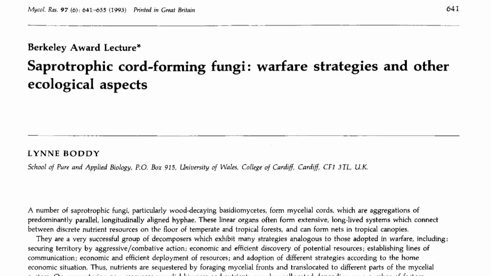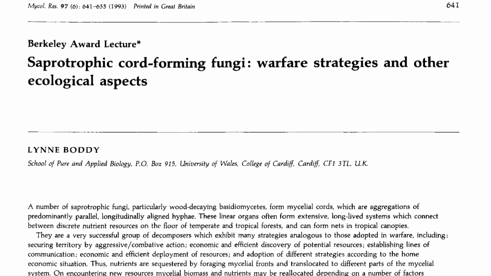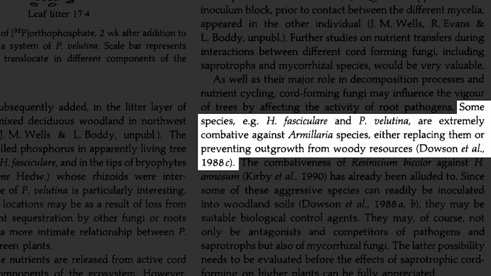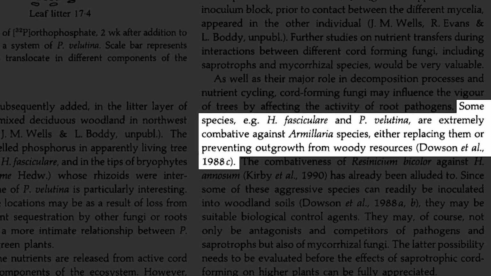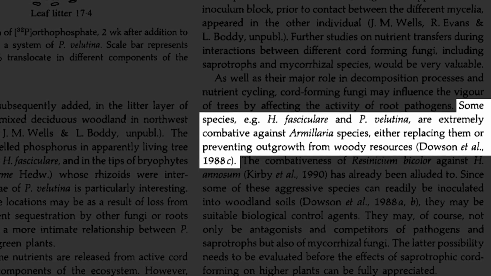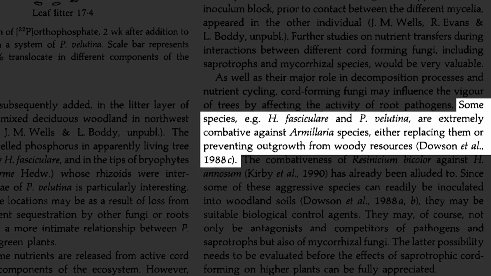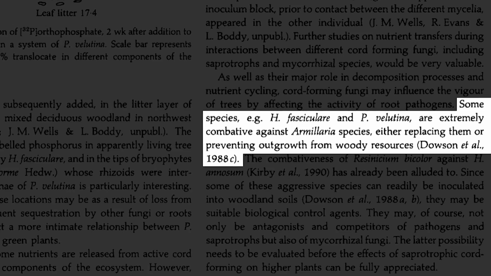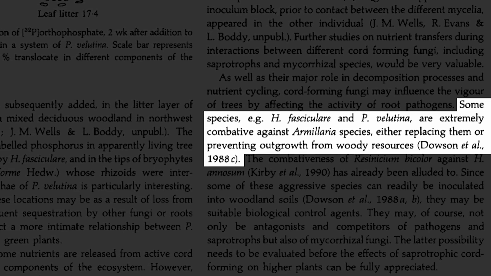This study was referenced again in a subsequent paper published in 1993, in which the author stated that some species, for example, Hypholoma fasciculare and Phanerochaete velutina, are extremely combative against Armillaria species, either replacing them or preventing outgrowth from woody resources. Fast forward a couple of years, and in 2000, we really start to see some interesting research. More specifically, researchers began to study the anti-Armillaria effects of Hypholoma fasciculare quite rigorously.